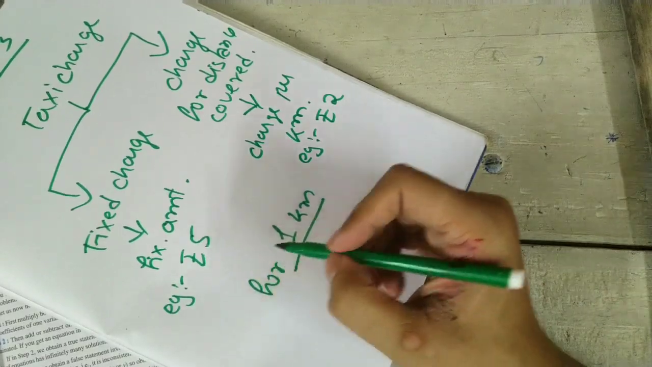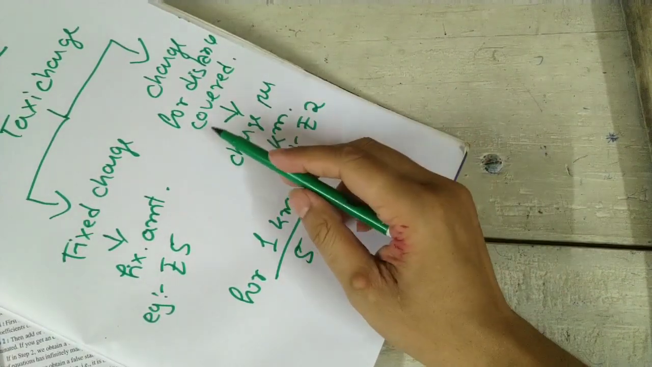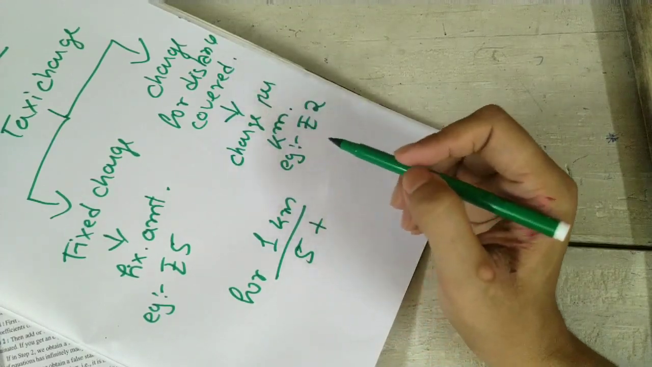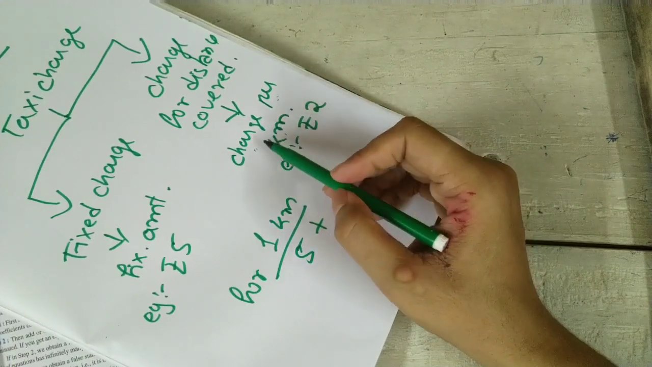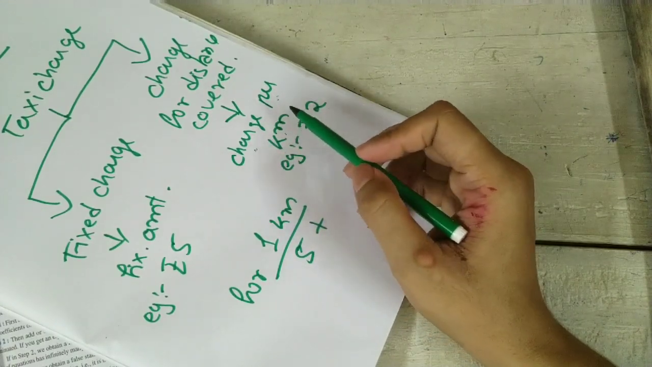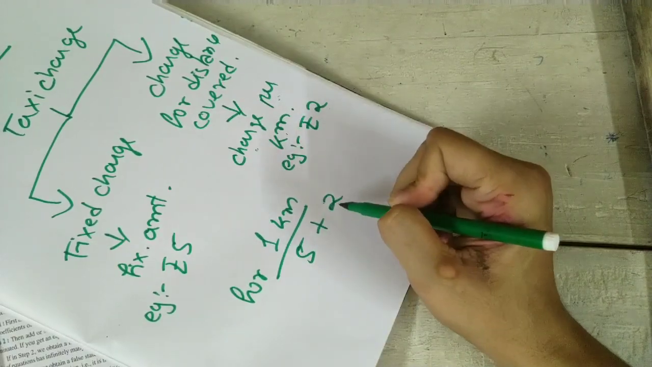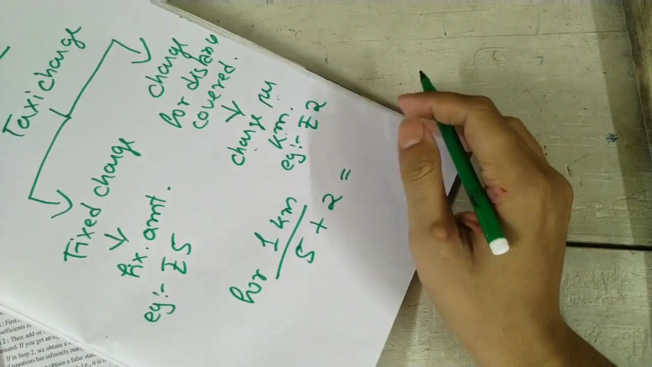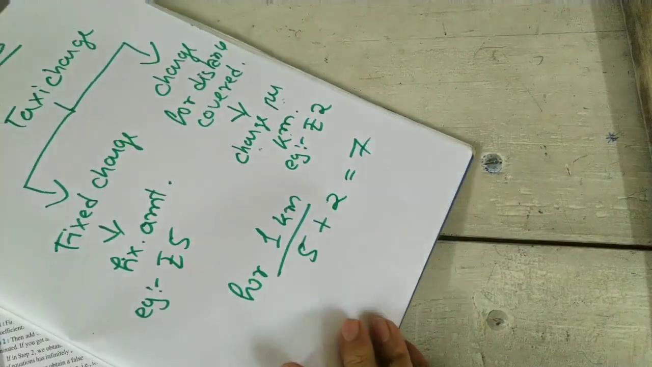So here the fixed amount is rupees 5 plus what he has to pay? Charge for distance covered. So here he has covered a distance of 1 kilometer. Now for 1 kilometer, charge per kilometer means the charge that we have to pay for a journey of 1 kilometer, that is rupees 2. So 2 into 1 means 2. So here the total amount will be 7. So 7 rupees we have to pay for a journey of 1 kilometer.